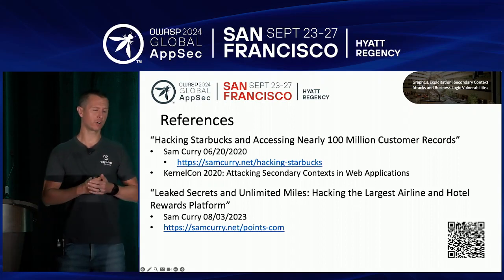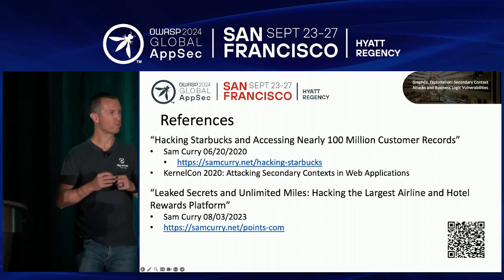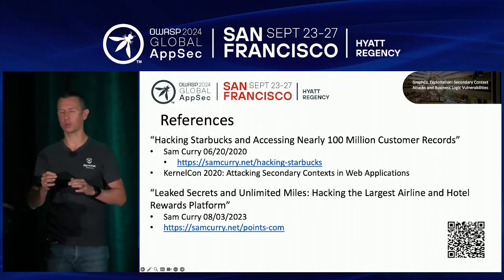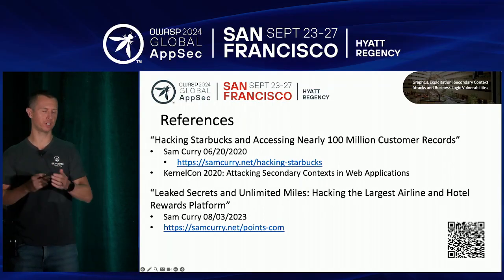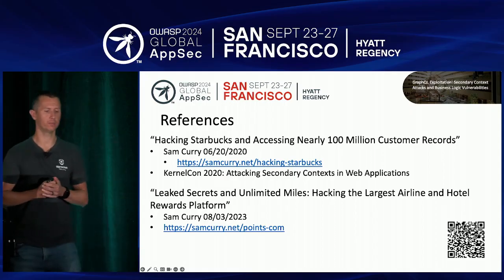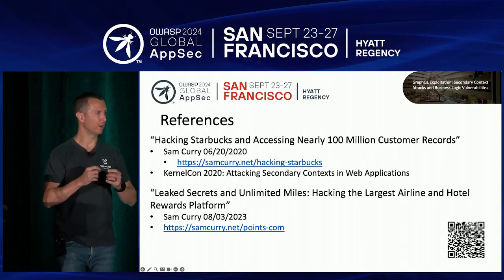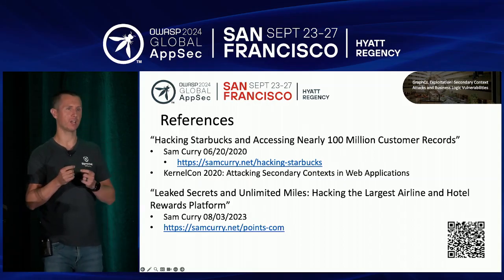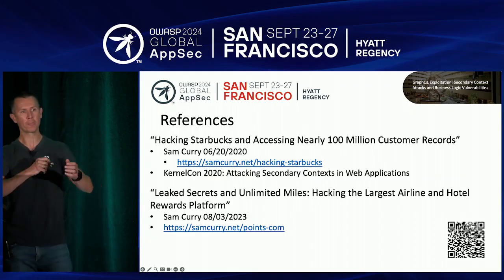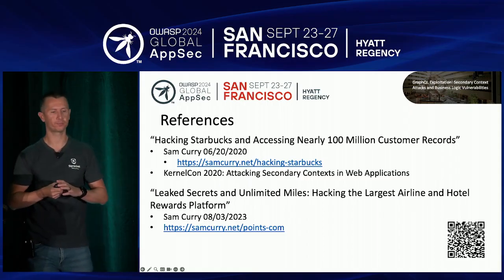He did a talk at KernelCon 2020 called Attacking Secondary Context Attacks in Web Applications. Again, excellent talk. I highly recommend it. Super good. He drives in more to examples and talking about the attack. 2023, he did a blog post called Leaked Secrets and Unlimited Miles, Hacking the Largest Airline and Hotel Rewards Platform. In it, the secondary context attack, again, plays a role through the middle, where they're accessing all of this data using a secondary context attack.